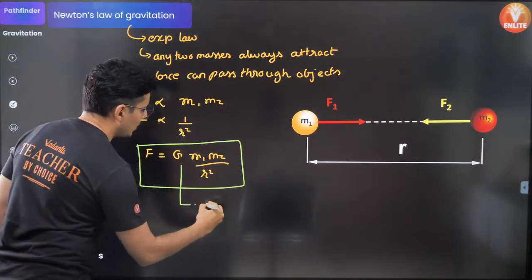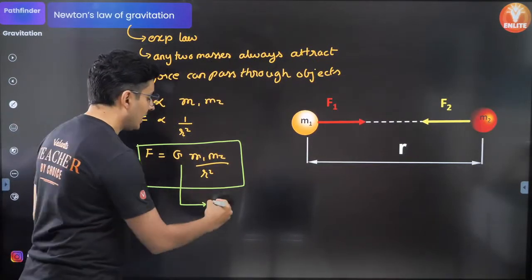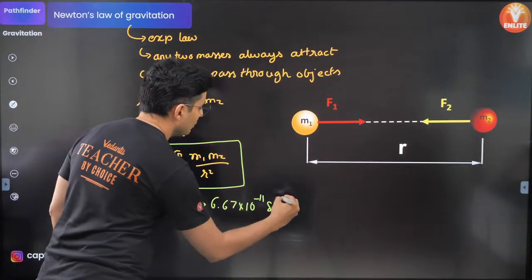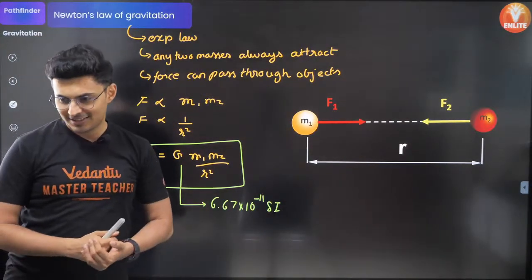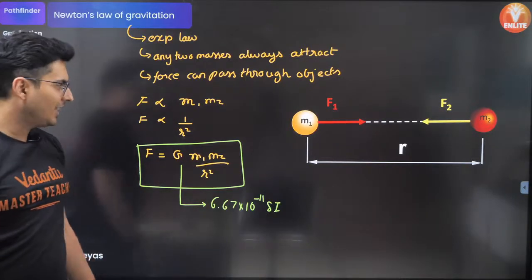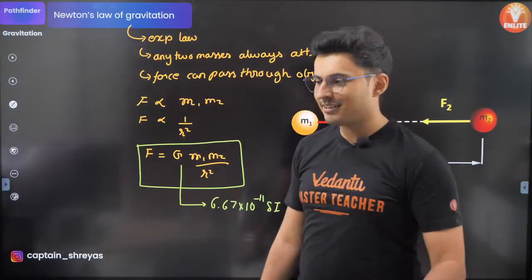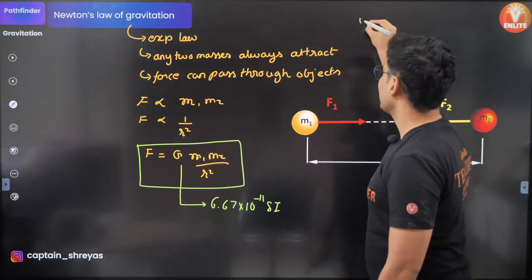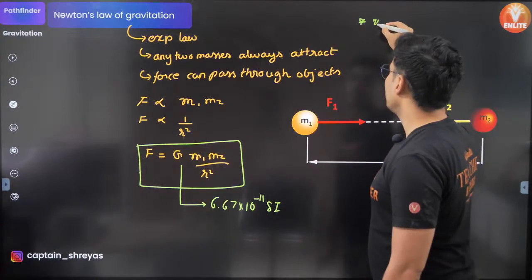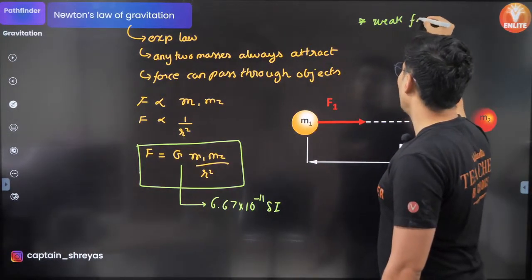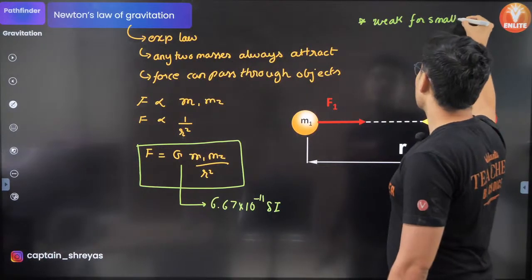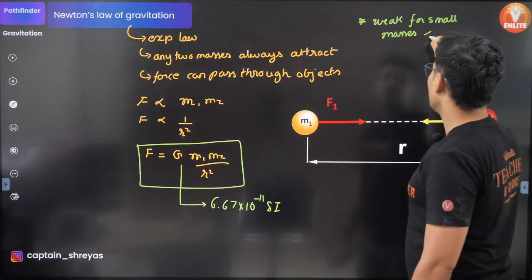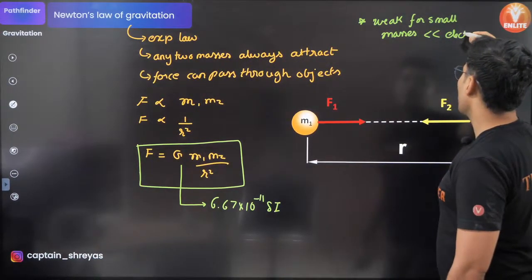The value of G is called the universal constant, that's 6.67 into 10 to the power minus 11 SI units. Who gave the value of G? Let me know in the chat box. Okay, is that clear guys? Now this is a very small value, like you can see. So you can also say that the force of gravity is very weak for small masses, and it's much weaker than electromagnetic force.